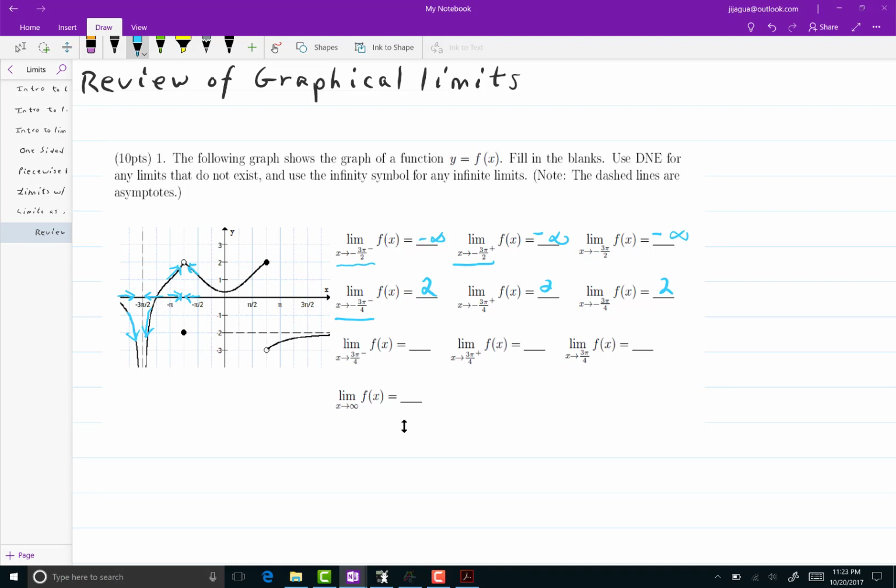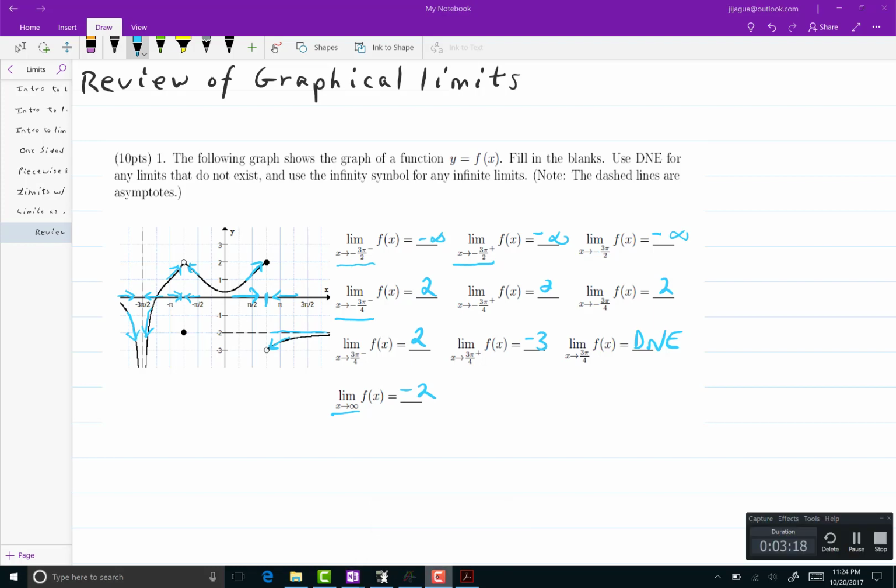Now we move on to x going to negative 3 pi over 4. So from the left, you can see that the graph is heading up to the point that has a y value of 2. From the right, the graph is below now. That has a y value of negative 3. And so the limit does not exist because the left and right are different. And finally, the last thing is, what's the limit as x goes to infinity? You can see there's a horizontal asymptote there, and the graph goes to that number, which is located at y equals negative 2.